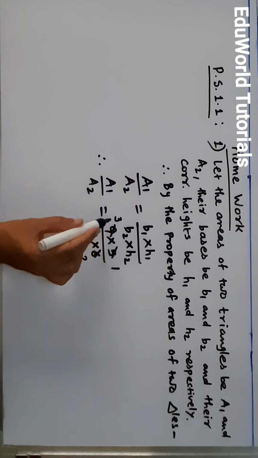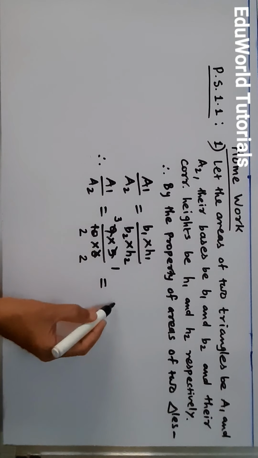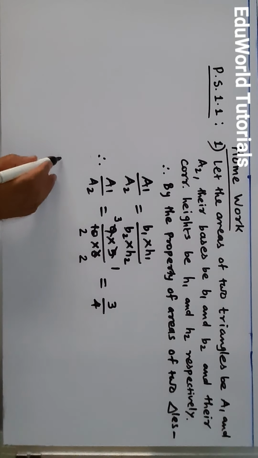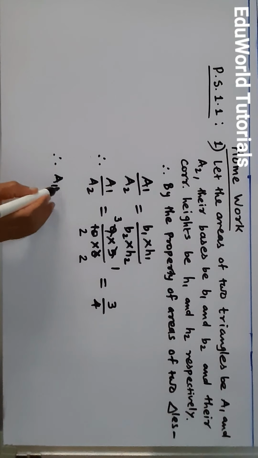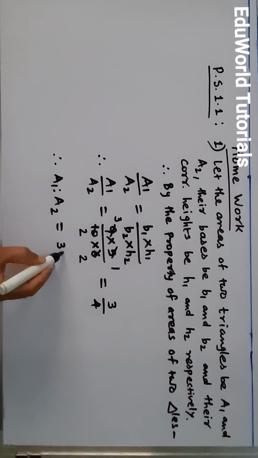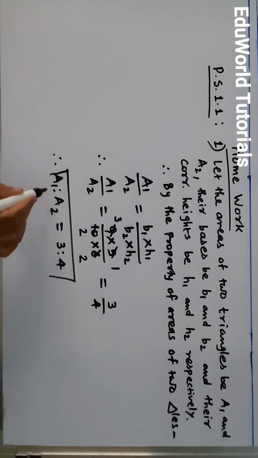Now we multiply the numbers in the numerator and the denominator, which is equal to 3 1s are 3 upon 4, 2 2s are 4. Therefore, the ratio of areas of the two triangles, that is A1 is to A2, is equal to 3 is to 4. This is our value. Check your answers, and when you get the answer, use this box to show that this is the answer of the question.